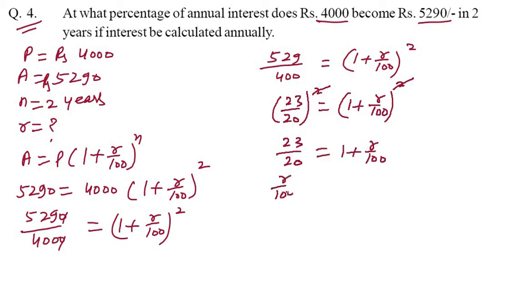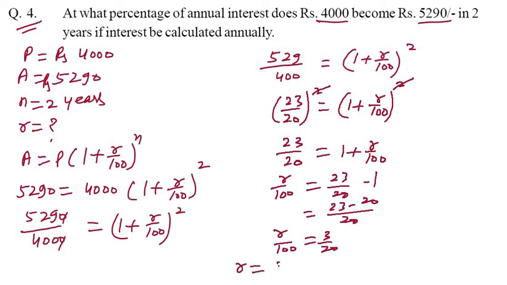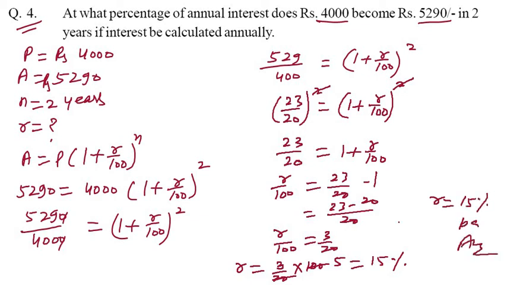So R upon 100 will be equal to 23 upon 20 minus 1. Taking their LCM, that is 20, 23 minus 20, so we get 3 upon 20. So that is R upon 100. So R will be equal to 3 upon 20 into 100. So by cancelling with 20, it will be 15%. So rate of interest is 15% per annum, and that will be your answer.